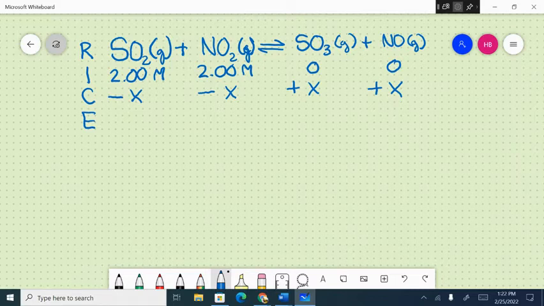And then in the problem, it also told us that after equilibrium was reached, it was found that 1.3 moles of gaseous NO was present. That's 1.30 molar.